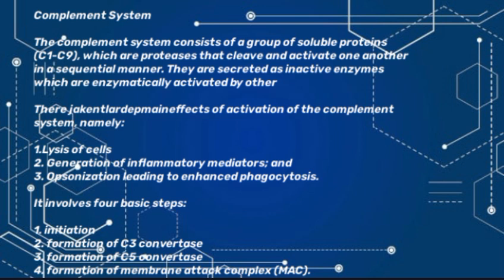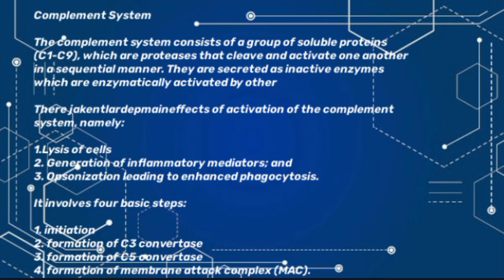First is the lysis of cells. The complement system can directly attack and destroy pathogens by forming a membrane attack complex. This complex creates pores in the cell membrane of pathogens, causing them to swell and burst, ultimately leading to cell lysis.